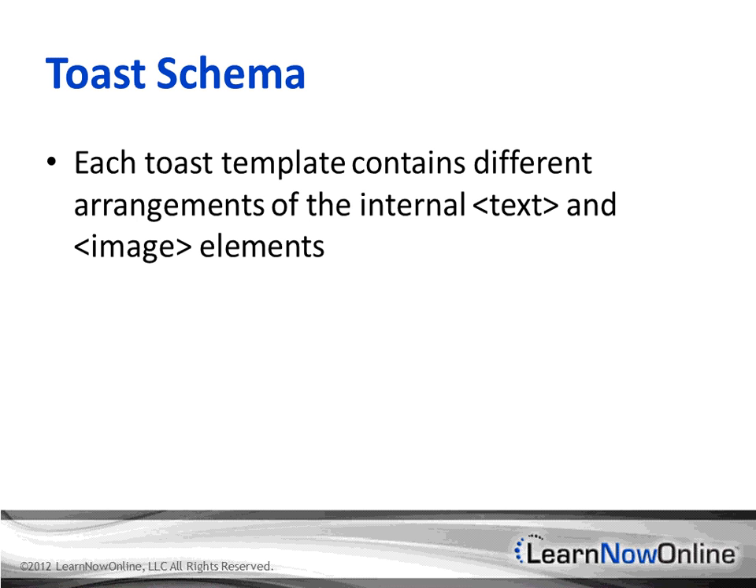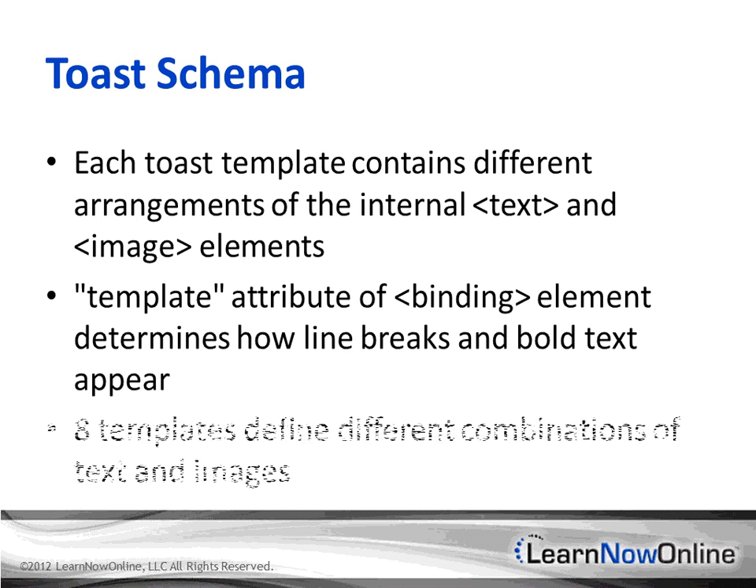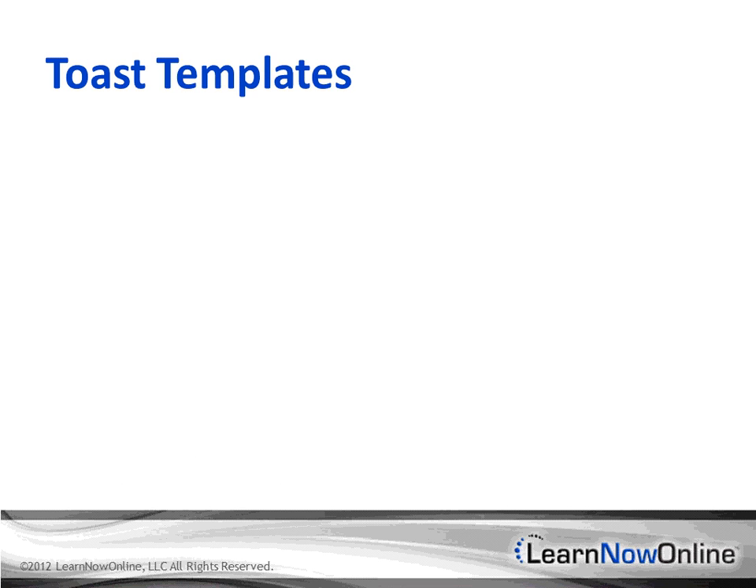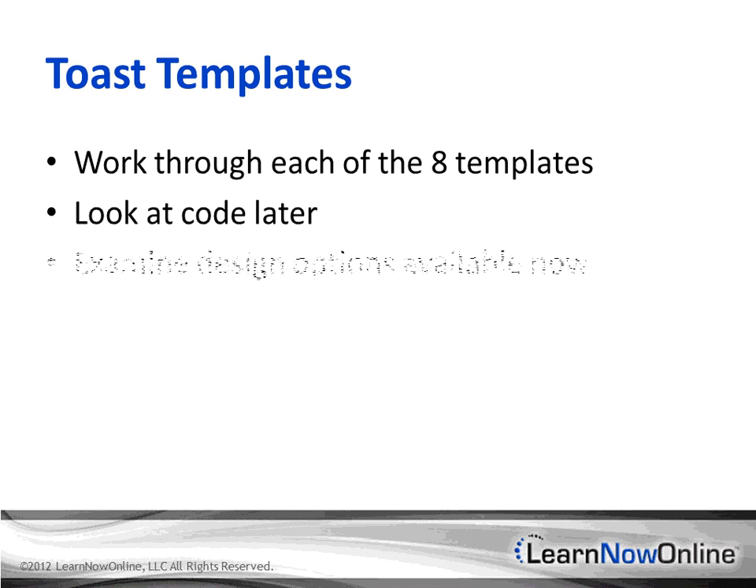Each toast template contains different arrangements of the internal text and image elements, and you can add the audio element if you want to override the default behavior of the audio in the toast. The template attribute of that binding element determines how line breaks and how bold text appear in the toast. And the 8 different templates define different combinations of text and images. We're going to work through each of the 8 templates. We'll look at code to build the toast notifications later. We'll examine the design options now.